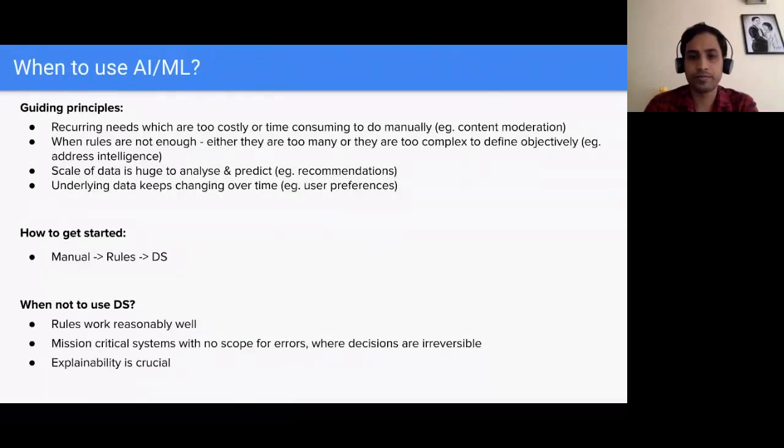Like I talked about content moderation, right? There are defined rules, but doing it manually in a scalable way, in a cost efficient way, is probably not existing today, so you can use AI/ML there.